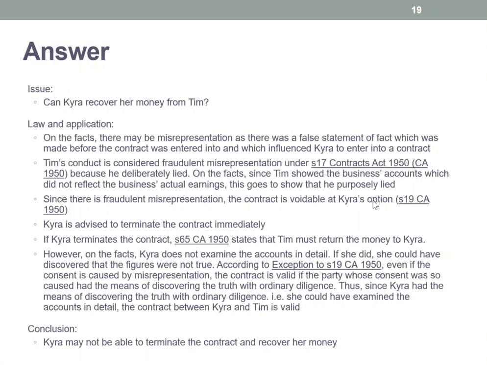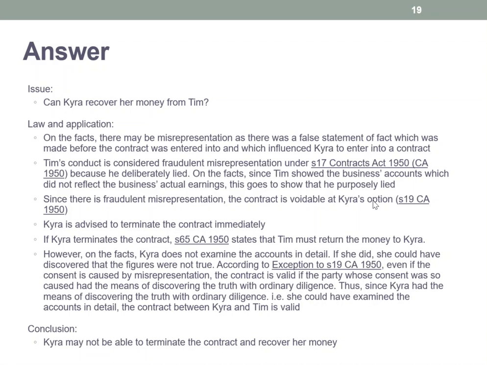Can Kiara recover her money from Tim? Under law and application, we can say that there is misrepresentation: there was a false statement of fact made before the contract was entered into, which induced Kiara to enter the contract. Tim's conduct is considered to be fraudulent misrepresentation because he purposely lied. On the facts, Tim showed the documents which did not reflect the business's true earnings, and this goes to show that he purposely lied. Thus, since there is fraudulent misrepresentation, the contract is voidable at Kiara's option. Kiara is advised to terminate the contract. If so, Section 65 says Tim must return the money.